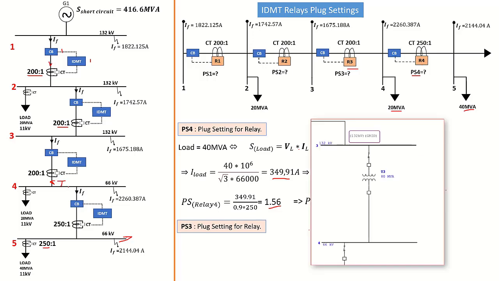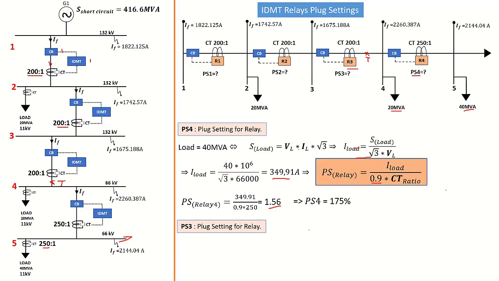There is a transformer that's stepping down from 132 to 66, and that transformer is exactly at this point here. That transformer is rated at 80 MVA. You have to look at the previous tutorials, tutorial 1 and 2, where we needed to convert the network into an impedance diagram. There we discussed the transformer rating.